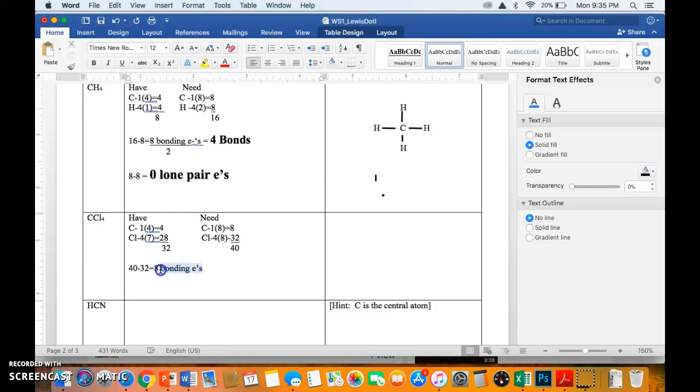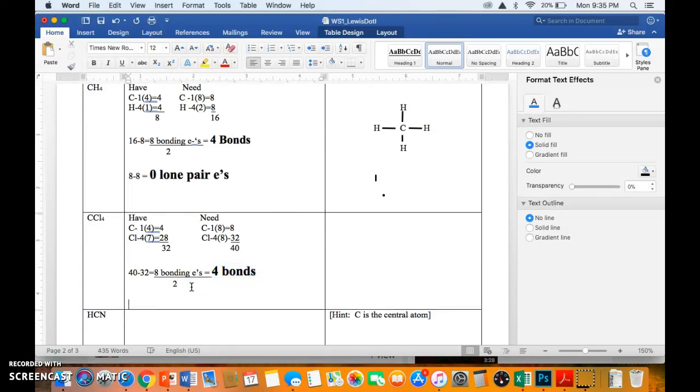Step 4, take your bonding electrons and divide by 2. Now this tells me how many bonds I have. So in this case, 8 divided by 2 is 4 bonds. And that's an important piece of information that I like to highlight. I'm going to bold it here, but on yours, if you want to circle it, that's what I recommend. That's an important piece of information that's going to allow me to draw my Lewis dot structure.